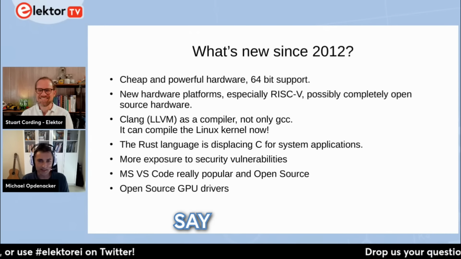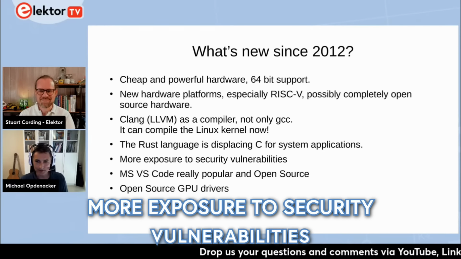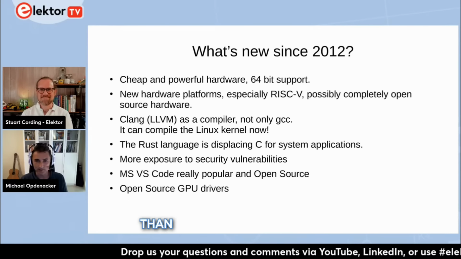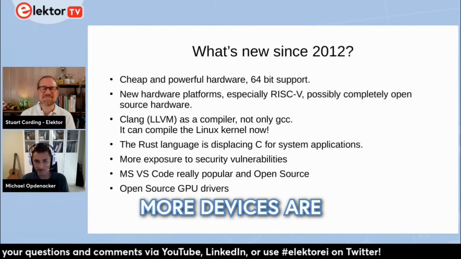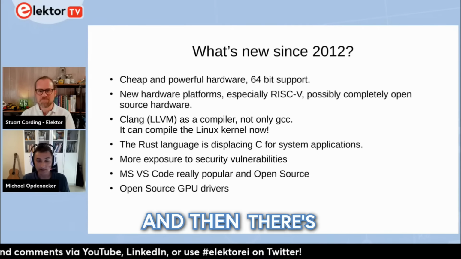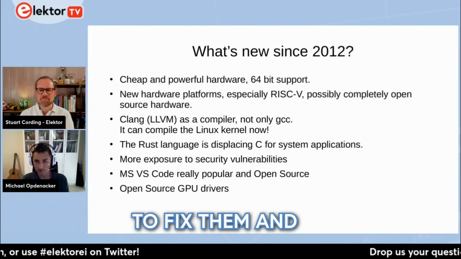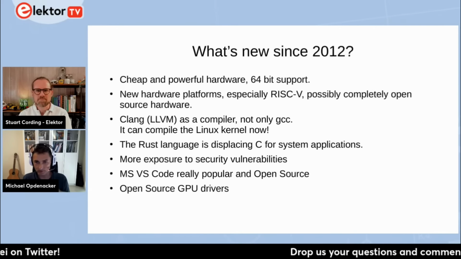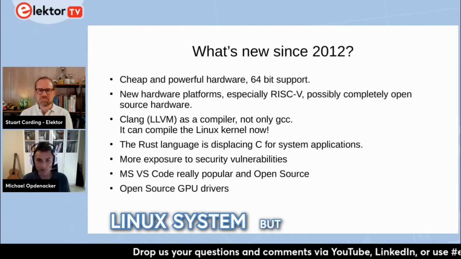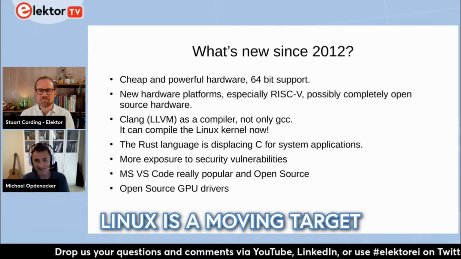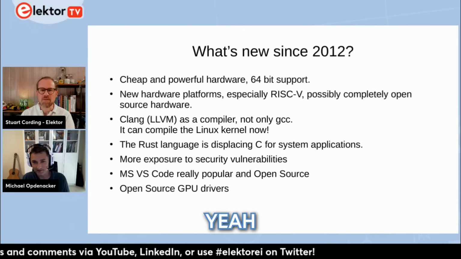Other things I could say is that we've seen more exposure to security vulnerabilities. It's not like Linux is less secure than before, but there's more attack surface, as more devices are connected. And then there's a strong focus on the kernel side to find bugs and fix them, to reduce the attack surface, or to implement things that make it harder to break into a Linux system. But since Linux is a moving target, changing all the time, how can you make it super secure? It's impossible. Yeah. So that's always a trade-off.